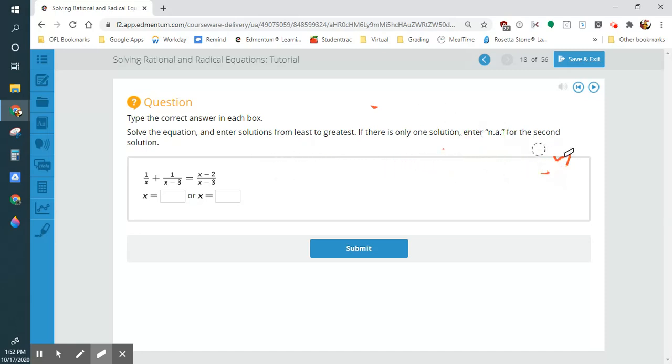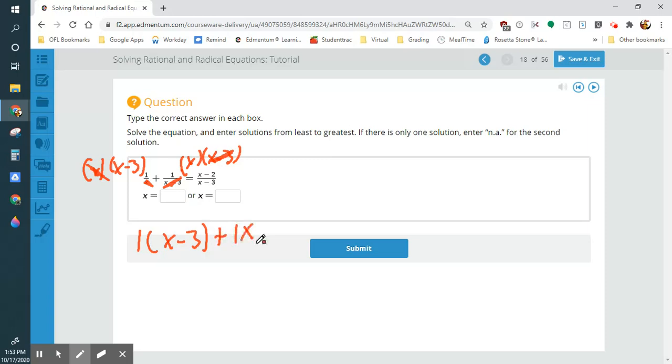So let me show you what I mean here. In this case, I'm going to multiply everything by x minus 3. Now the beauty of this is this x cancels out, so I end up getting this 1 times x minus 3. Now if I multiply this side by x times x minus 3, this x minus 3 cancels out, so I end up being left with this 1x.